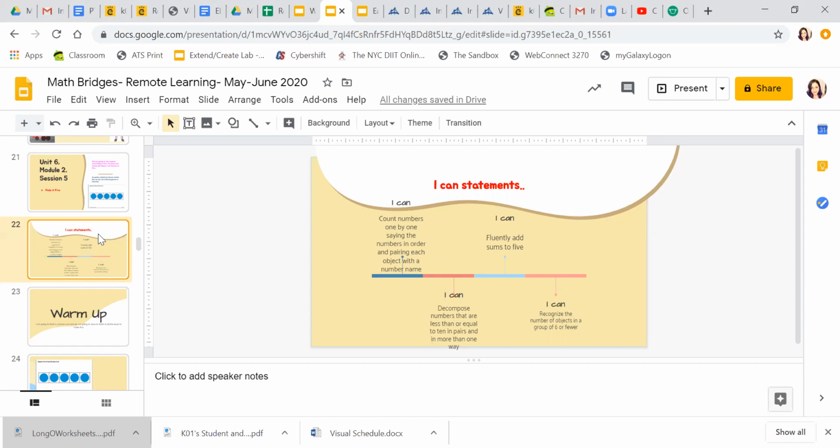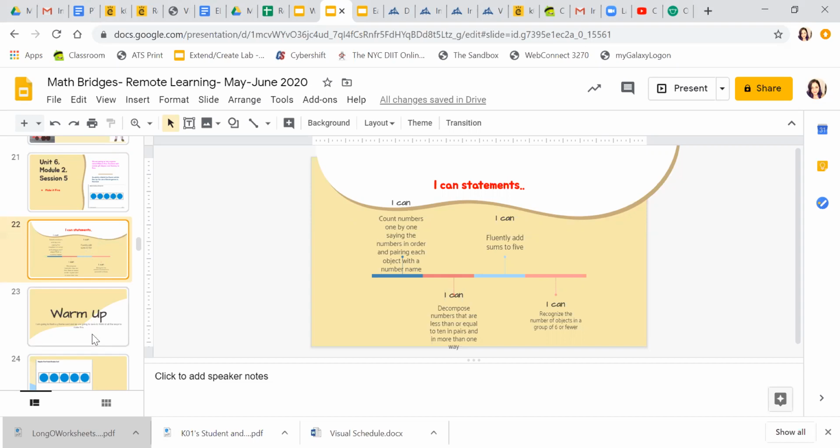So if you could let your arrows go, that would be great. I have 4 I can statements up there today. We're going to be practicing counting. We're going to be practicing fluency. We're going to be practicing taking apart numbers. And of course, we're quickly going to be looking at the 3D shapes.